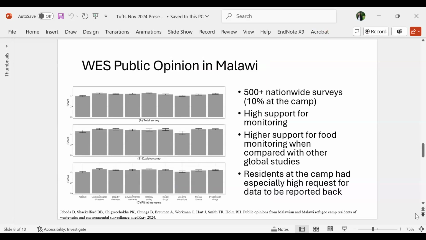Funded by the NSF, we just finished data collection for Malawi wastewater-based epidemiology public opinion research, inclusive of national and camp respondents. Our findings suggest the Malawian and Malawi camp residents support ongoing wastewater and environmental surveillance for public health with few concerns. Results indicate high public support for surveilling communicable diseases, deadly diseases, environmental toxins, healthy eating, illegal drugs, mental illnesses, and prescription drugs. There is some opposition for surveillance at businesses and religious organizations. If their sanitation waste was to be monitored, respondents wanted the results of the data analysis communicated back, and especially at the camp.